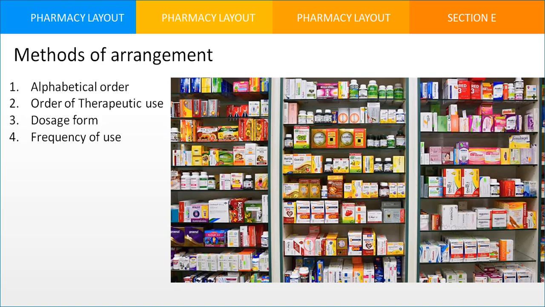Dosage forms, later we'll be talking more about it, but some are liquids. So all liquids are arranged in one section, medicines that come as capsules are arranged in one section, and medicines that come as ointments are arranged in one section. And the last one is the frequency of use. How often do people buy the medicine? Medicines that are frequently bought are brought closer to where we stand. Medicine that once in a while somebody comes and asks for, we can put further away from where we stand or on the top shelf.